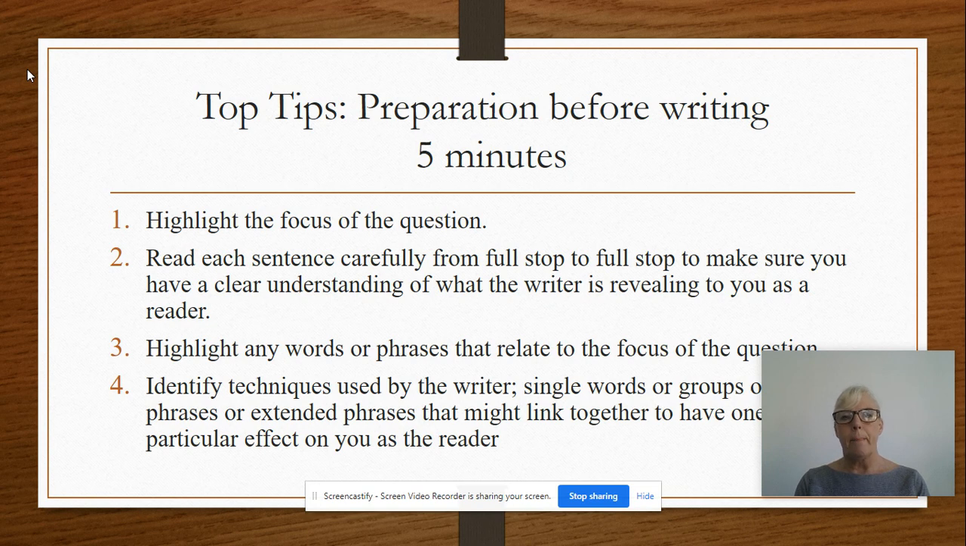Put the highlighter pen down, pick up your pen, and see if you can identify the techniques used by the writer. Look at single words. Are they verbs, action words? Are they descriptive words, adjectives? Are they groups of words or extended phrases that could link together to have one particular effect on you as a reader? For example, you might have 3 or 4 highlighted verbs that go together and suggest something like violence or force. You can't see that until you've actually done this.